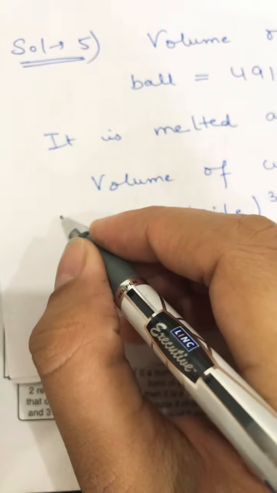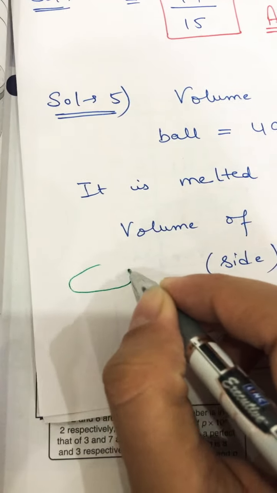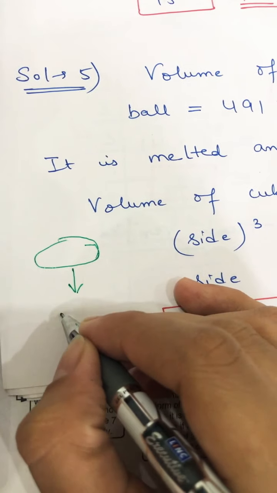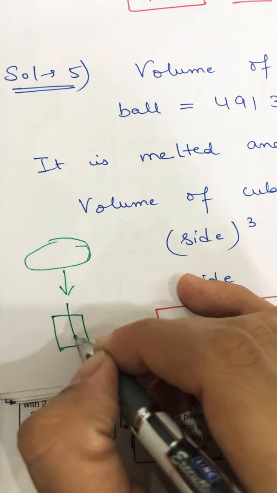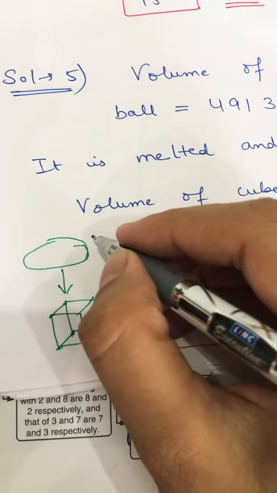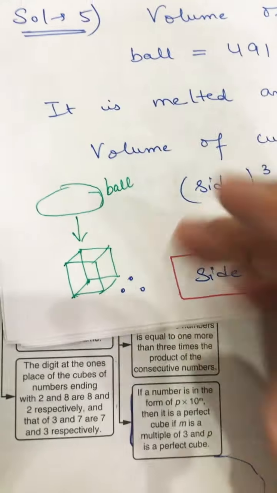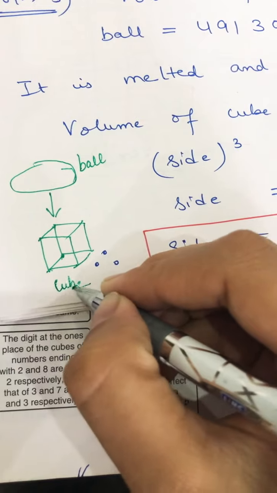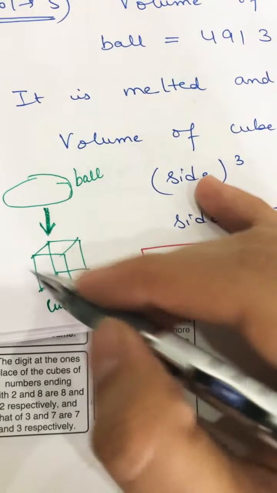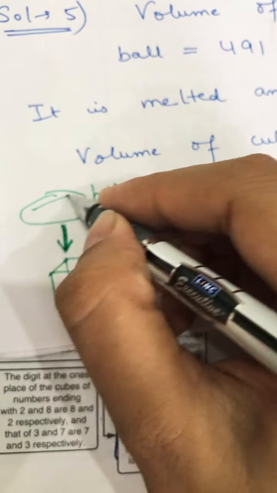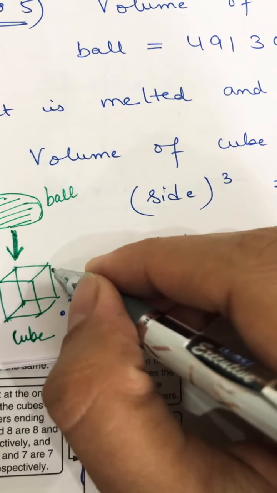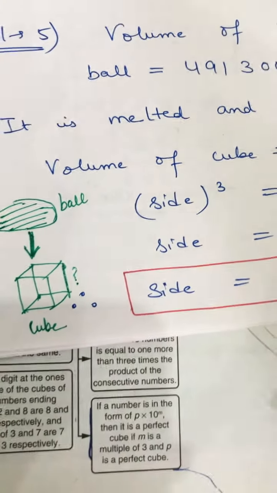So this is a spherical ball, and this ball is converted into a cube. The whole volume of this ball is given. So you have to find out what is the side of the cube.